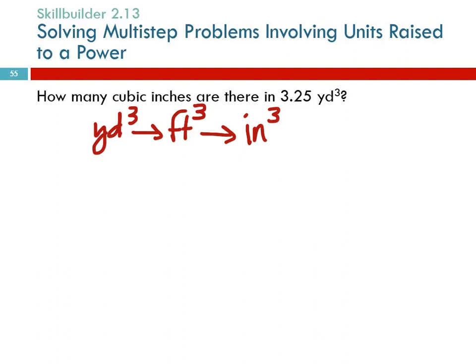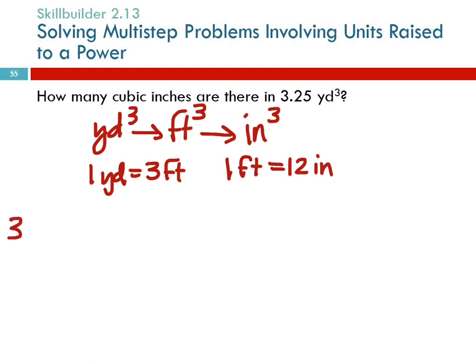So there's our path. We know that 1 yard equals 3 feet. We know that 1 foot equals 12 inches. Are those exact conversions? Yes, they are. They are within the metric system. No, they're within the English system. It's been a long weekend. It's only Thursday. Those are exact because they're within the English system.